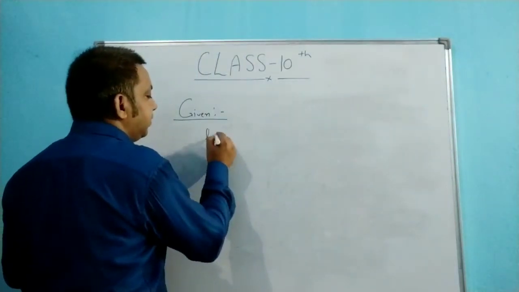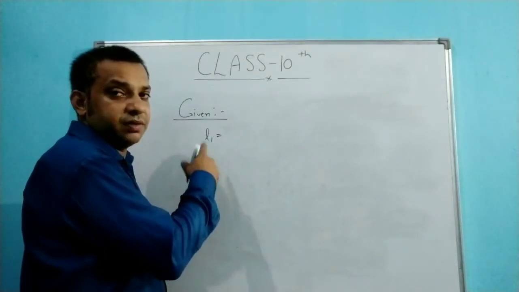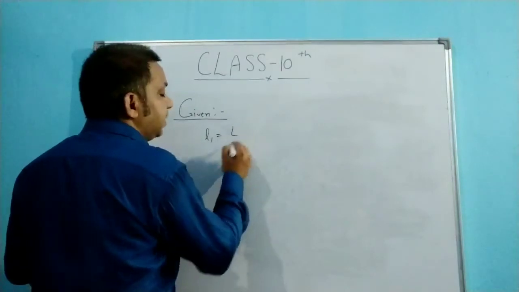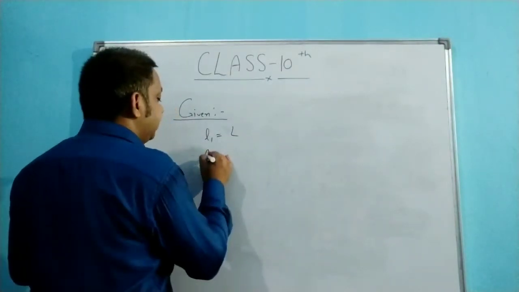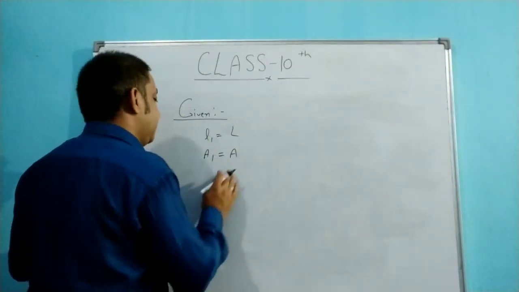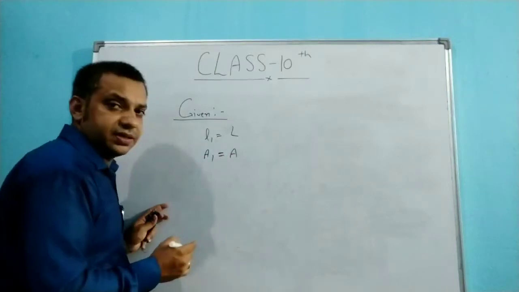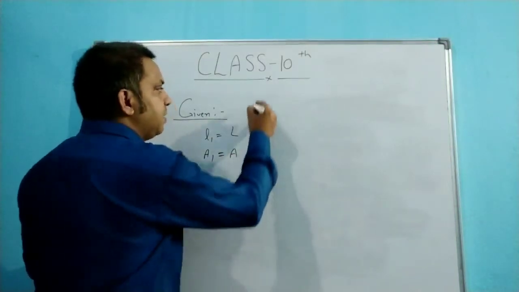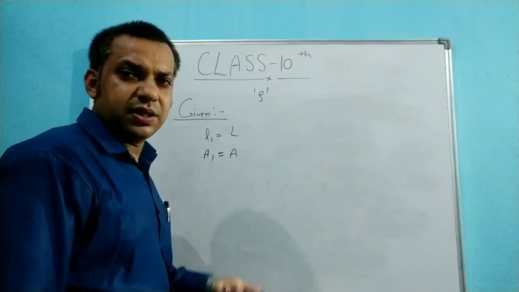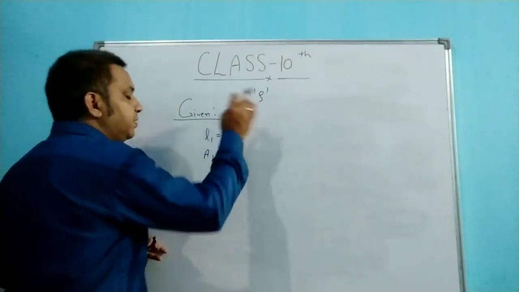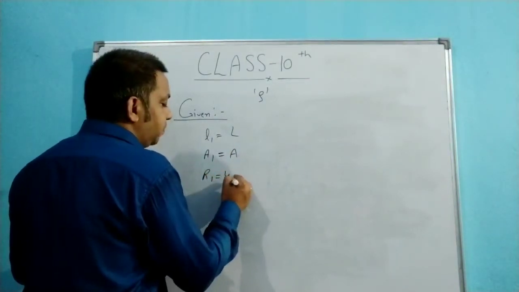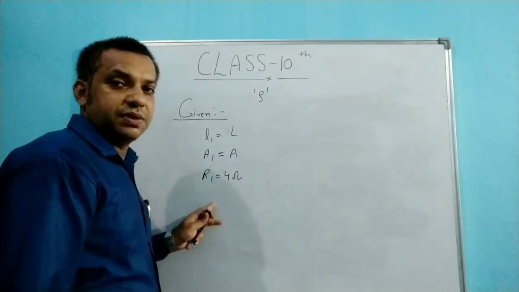The length for the first case I am representing by L1, and for the second case I will write L2. So L1 is given capital L, and the area of cross section for the first case is given A, which I am representing by A1. The specific resistance is the same in both the cases, so I am taking the specific resistance rho in both the cases. No rho 1, rho 2, because it is given as the same material. So rho is the same. And R1 is given in the question as 4 ohm.